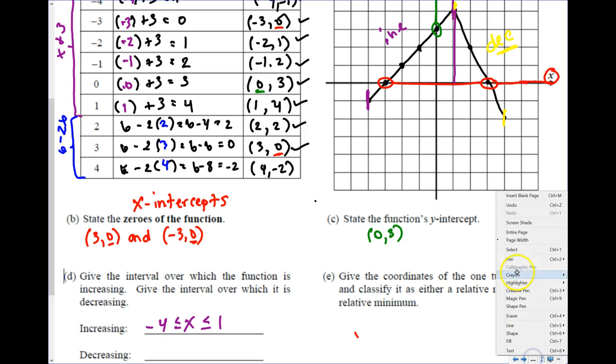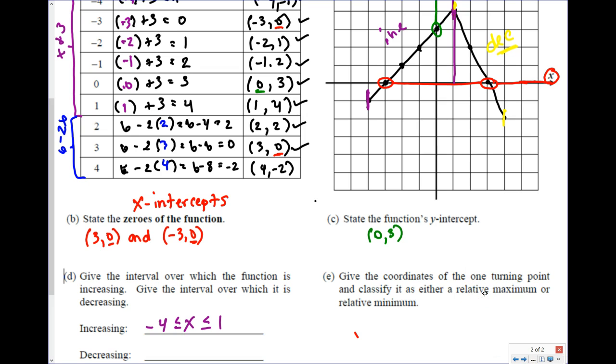Decreasing, it's my yellow. It starts at 1, like the other one ended, and it's going to end right here, which is a 1, 2, 3, 4. So there's my increasing interval and my decreasing interval. Okay. Letter E, give the coordinates of the one turning point and classify it as a relative maximum or minimum.